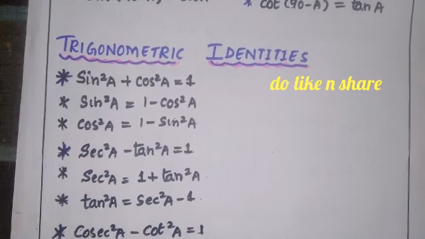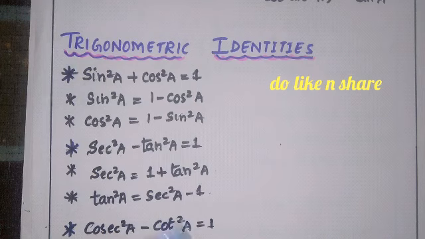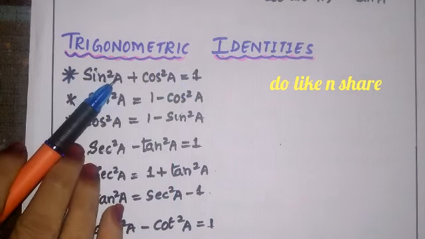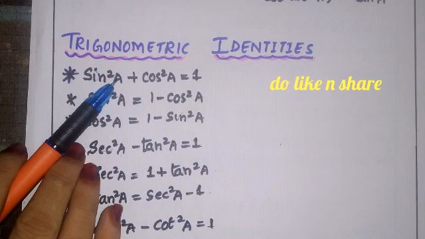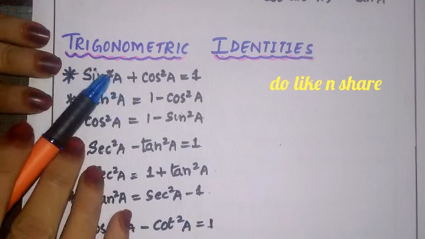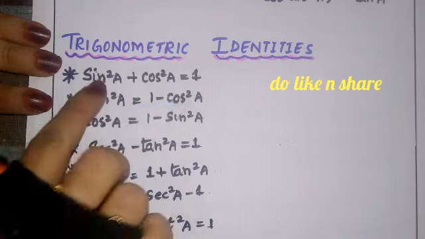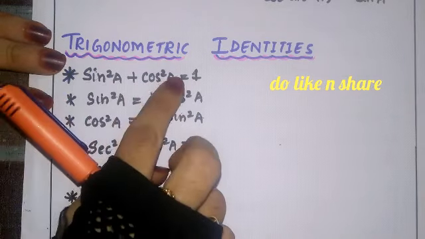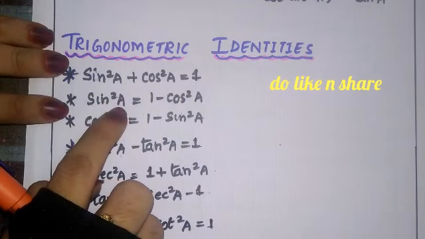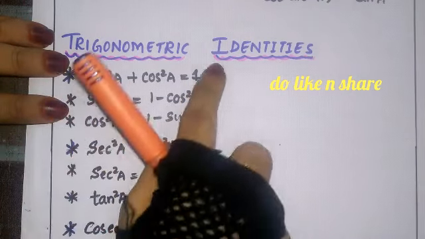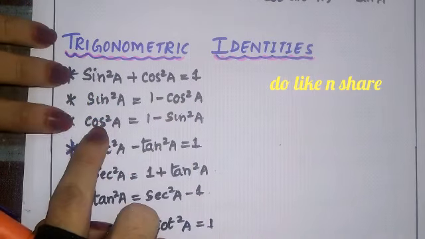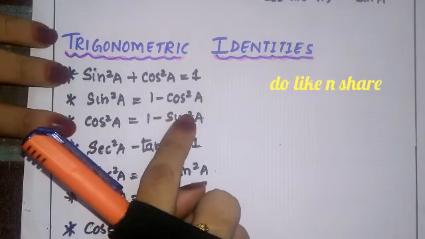These identities are very helpful in solving the problems. That is, sine square plus cos square is 1. You should remember this value. It can be applicable in almost all problems. Sine square A plus cos square A is 1, or sine square theta plus cos square theta is 1. Sine square A is nothing but 1 minus cos square A. Cos square A is 1 minus sine square A.